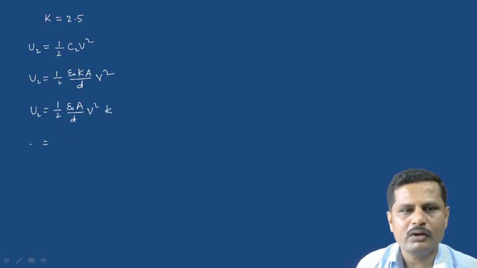So now we got that the energy stored in the capacitor, whenever the dielectric medium is placed in between the two plates, we get k times, that is, we know that 1 by 2 epsilon naught A divided by d V square is nothing but the energy stored in the capacitor before inserting the dielectric medium. Now this can be done as k.